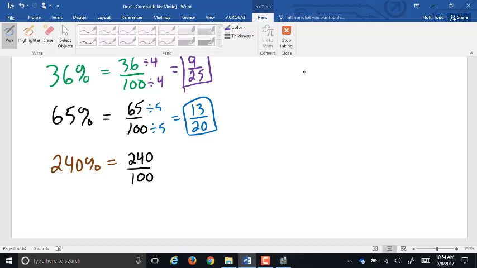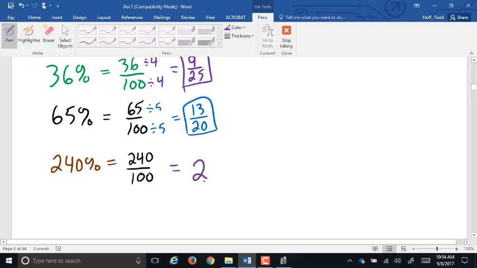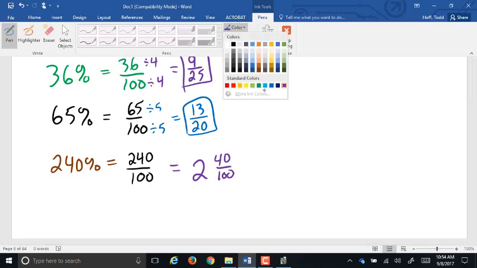I would usually reduce it now while we have 100 in the denominator because it's usually easier for me to divide out 100. How many times does 100 go into 240? Twice. How many would be left over? The 40. So we split it into a mixed number.